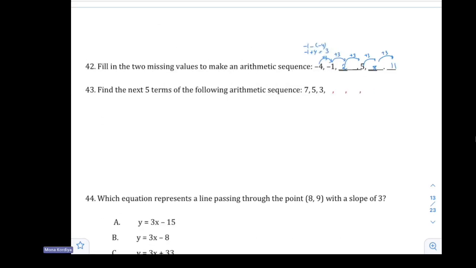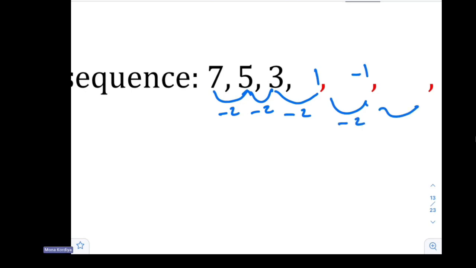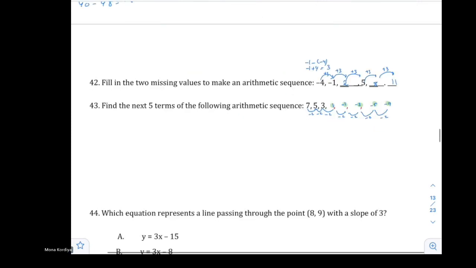Find the next 5 terms. Same here. From 7 to 5 is decreasing by 2. So you are decreasing by 2 every single time. Subtract 2, it will be negative 3. Subtract another 2, it will be negative 5. Subtract another 2, it will be negative 7. We have 1, 2, 3, 4, 5 as he asked.